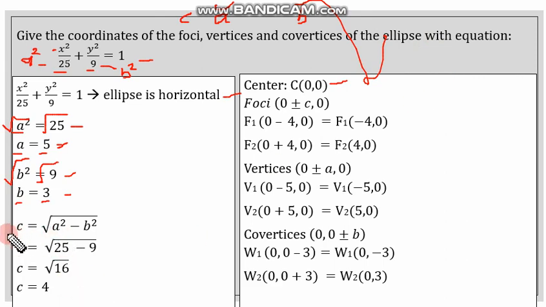Next is the c. C is equal to square root of a squared minus b squared. So, c is equal to atong a squared is 25 minus ang b squared is 9. So, c is equal to 25 minus 9, that's 16. So, square root of 16. The square root of 16 is 4. So, c is equal to 4.